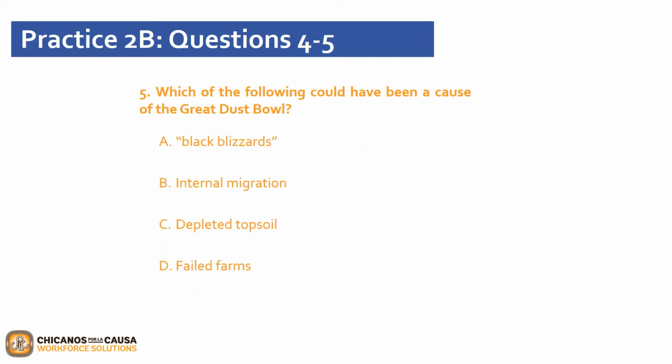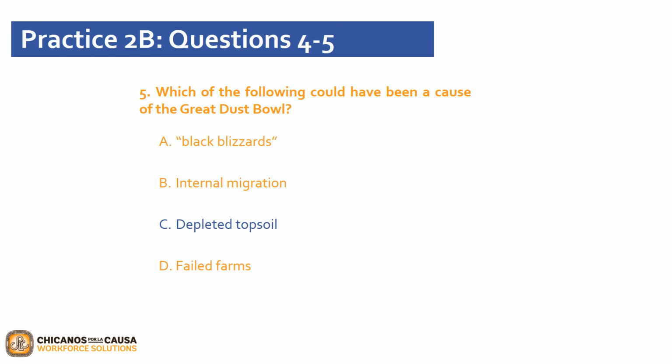Let's move on to question 5. Which of the following could have been a cause of the Great Dust Bowl? Our options are A, black blizzards, B, internal migration, C, depleted topsoil, D, failed farms. If you selected C, you are correct.